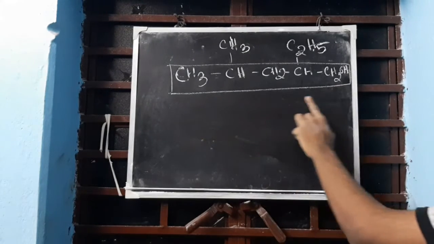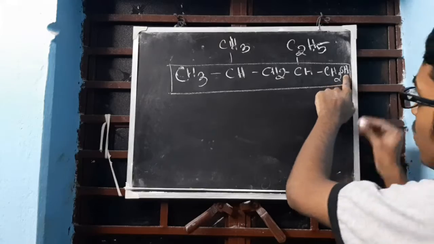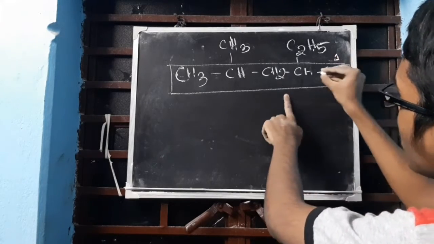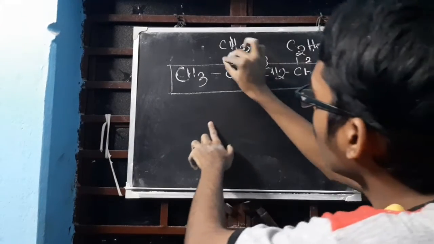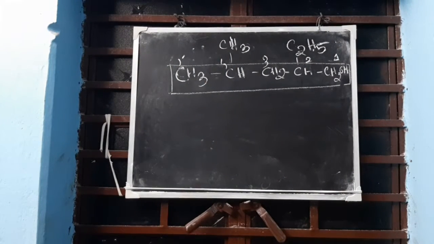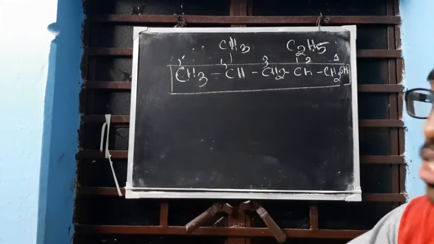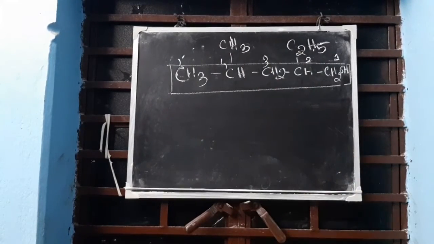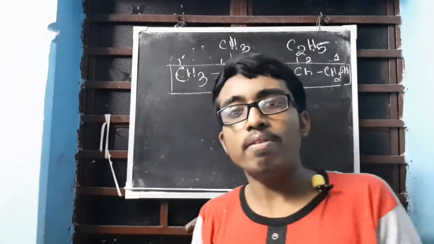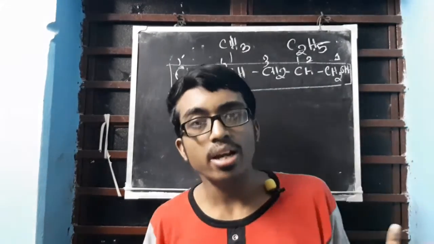So who is present over here? OH. So OH will be given high priority, so we will start the numbering from this side: 1, 2, 3, 4, 5. 5 carbons in the main chain. Clear? Now the question is who to write first, methyl or ethyl? In this confusion, whoever is alphabetically ahead, you write that.